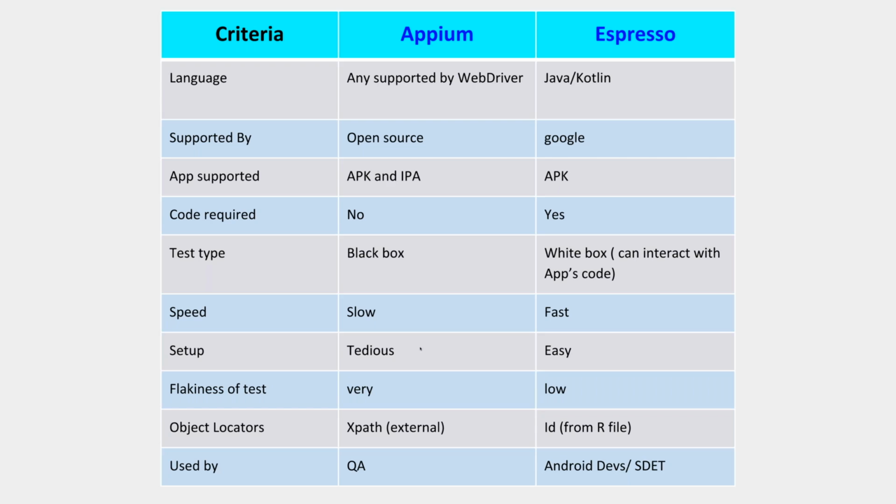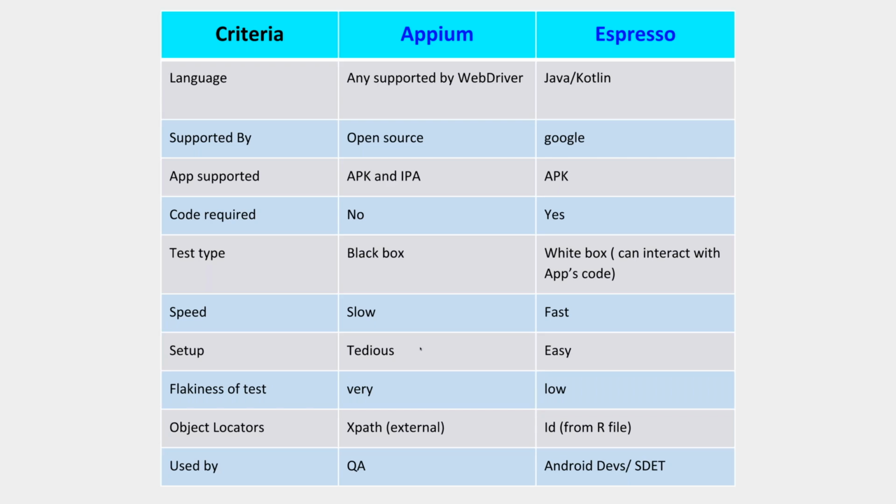Object locators. In Appium, we can use XPath, which is a very common object locator. With Espresso, we use the resource IDs from the R file, which are really, I would say, embedded into Android bread and butter development, and it's really stable and very easy to identify them.